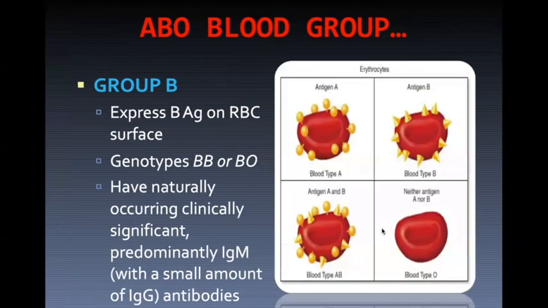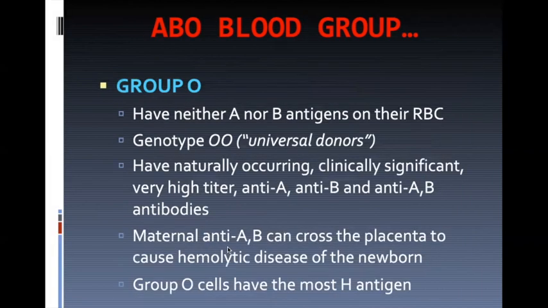Again, group B also expresses the B antigen on the RBC surface. Genotypes BB or BO have naturally occurring, clinically significant antibodies, predominantly IgM with a small amount of IgG, against type A cells, which is very common.